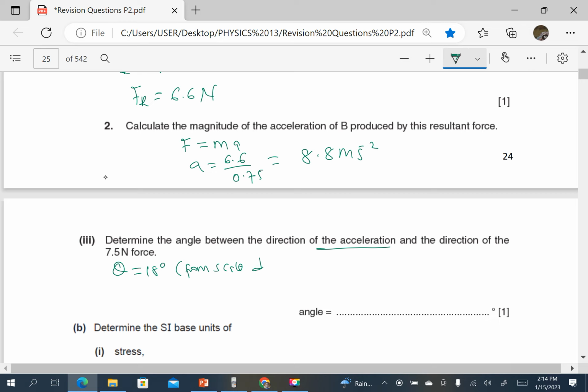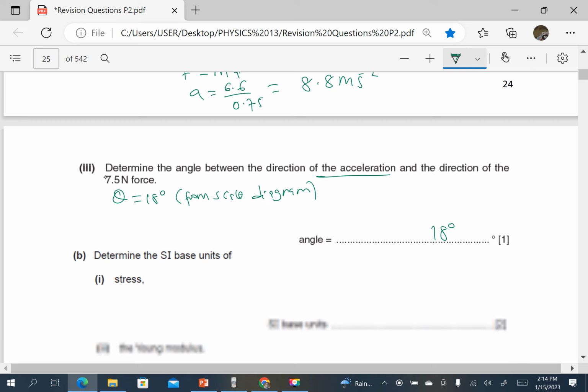From the scale diagram, you can also measure. It is 18 degrees, but I may get a different value by calculation, and by calculation it is going to be the most exact value. So by calculation I have this as 7.5 newtons, and I have this as 2.5 newtons. I have this resultant as 6.6 newtons. This angle is 60.